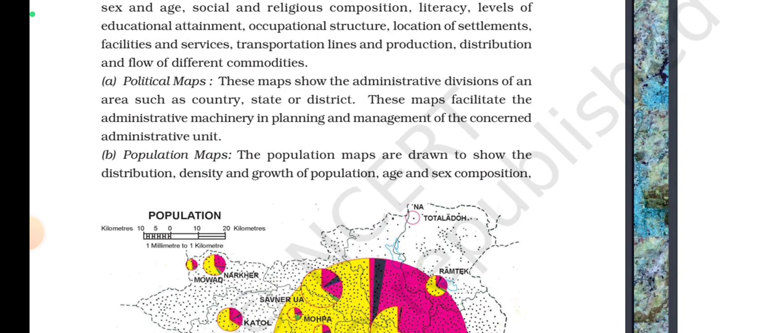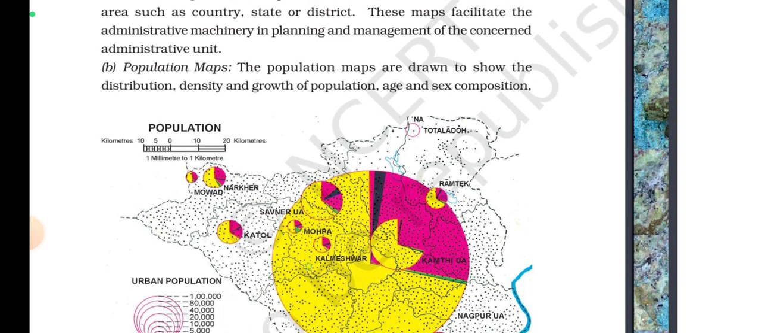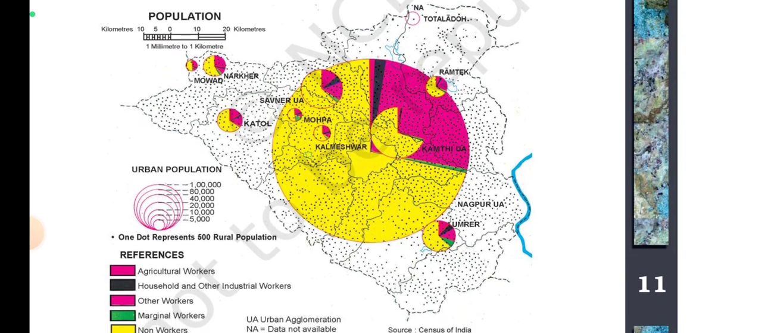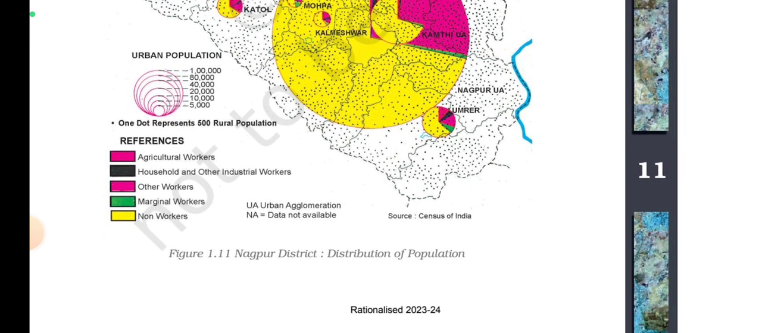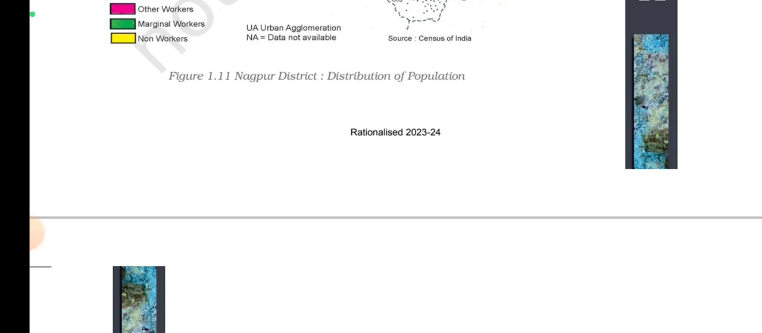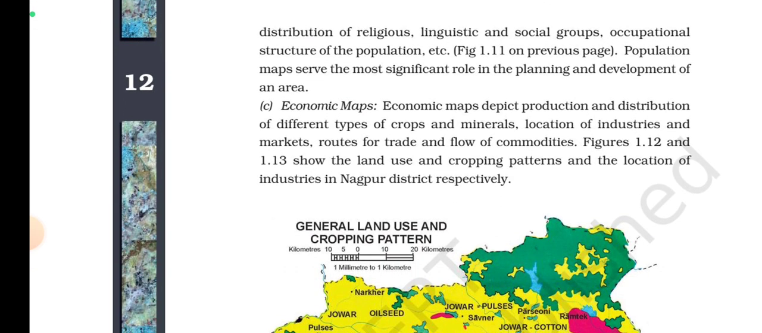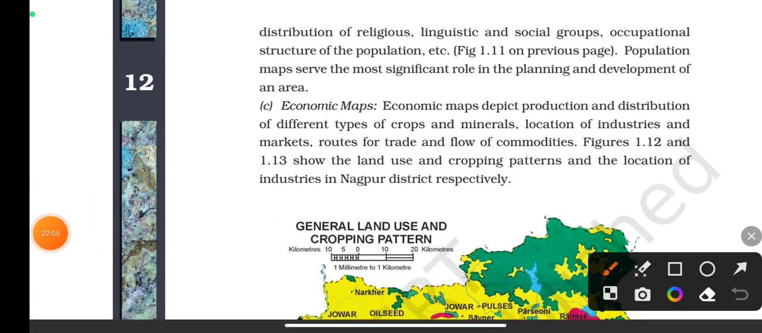First one is political map. These maps show the administrative divisions of an area such as country, state or district. These maps facilitate the administrative machinery in planning and management of the concerned administrative unit. Population maps are drawn to show the distribution, density and growth of population, age and sex composition, right? And then distribution of religious, linguistic and social groups, occupational structure of the population, etc. Population maps serve the most significant role in the planning and development of an area.